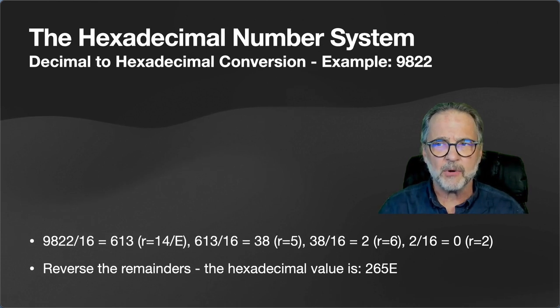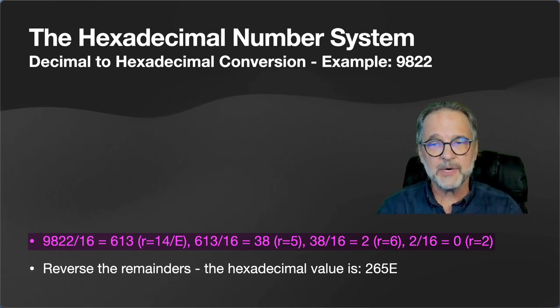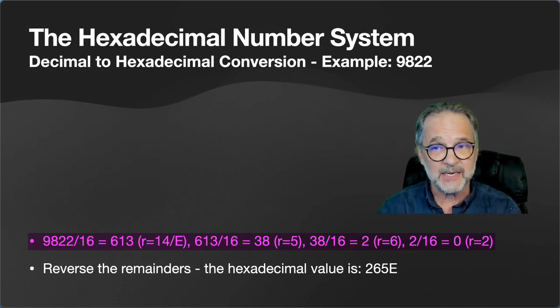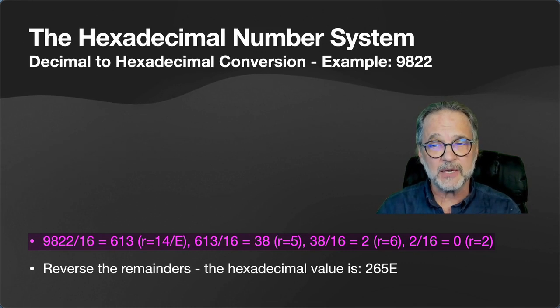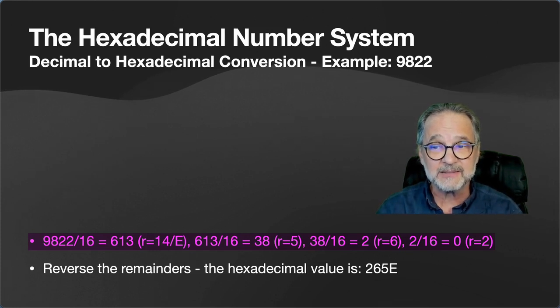So here's an example. Let's convert 9822 to hexadecimal. We take 9822, divide it by 16, that's equal to 613. The remainder is 14, so that's an E. We take the 613, divide that by 16, we get 38 with a remainder of 5. We take the 38 divided by 16, we get a 2 with a remainder of 6.